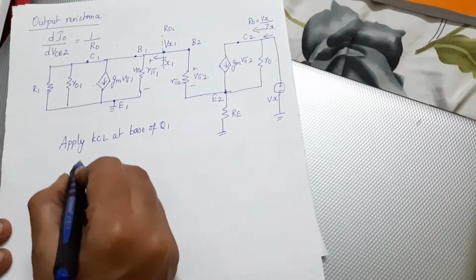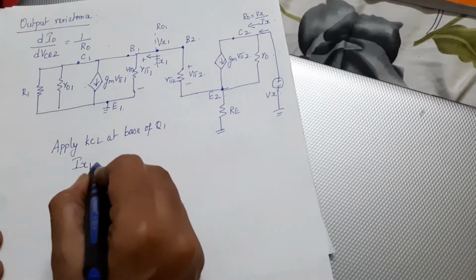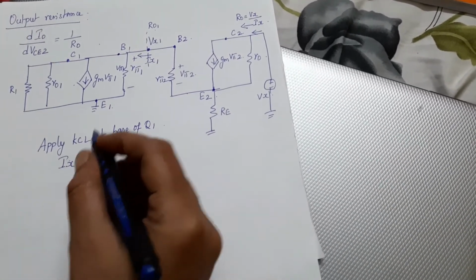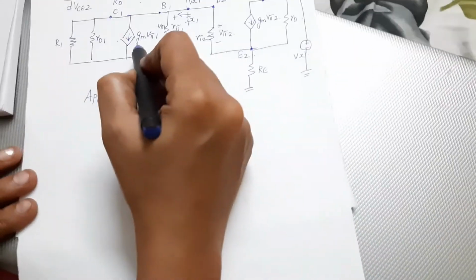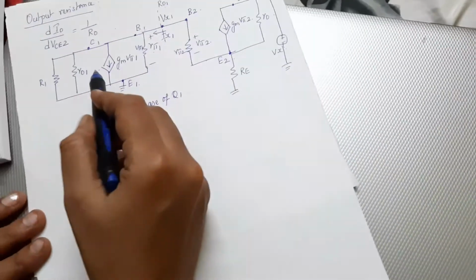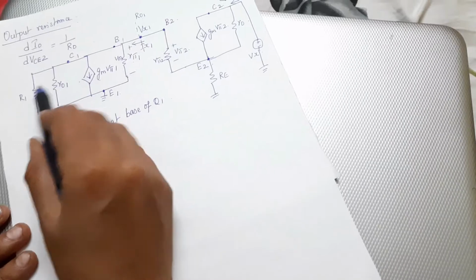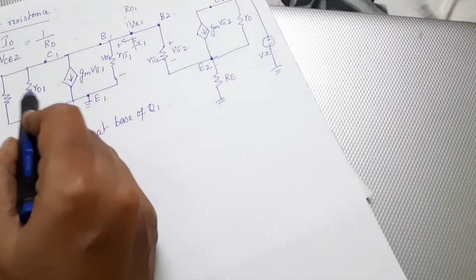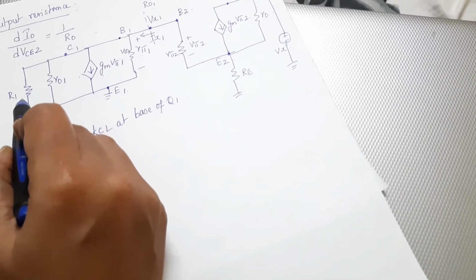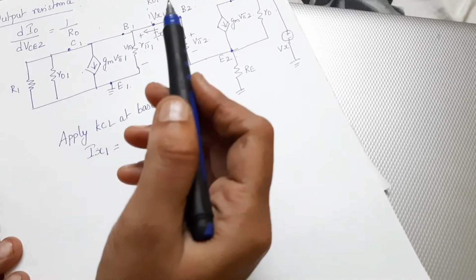So when I apply KCL over here, I'll try to write an equation for Ix1. What all the parameters will come? Rπ will come, then gmVπ will come, and then across these two resistors, what is the current? I'm trying to write a current equation. These two resistors are parallel to each other, so across this, what is the current going?